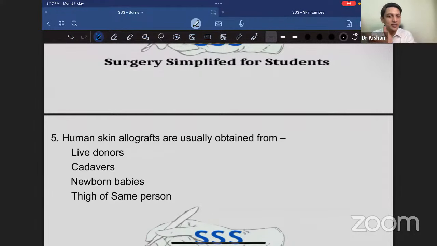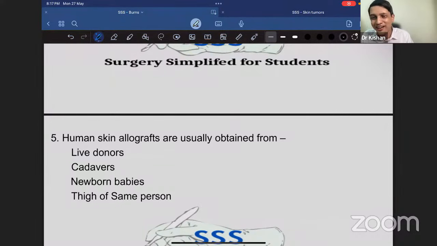We just read human skin is taken from allograft, autograft. We didn't go to think. We didn't heed much to that word allograft. What is allograft? It is from a different person of the same species. Xenograft means different species. Isograft means identical twin. So there's a difference between autograft and allograft. So it is allograft, not autograft. So thigh of same person is ruled out.